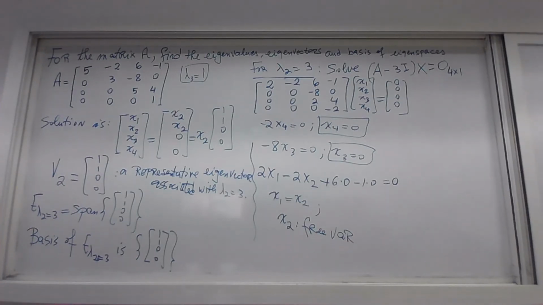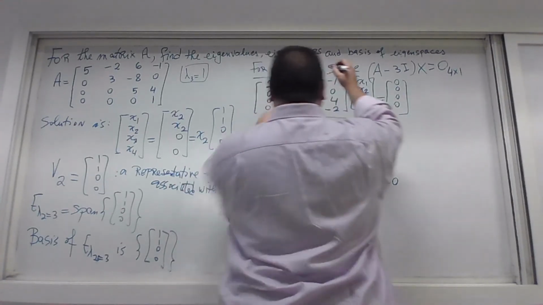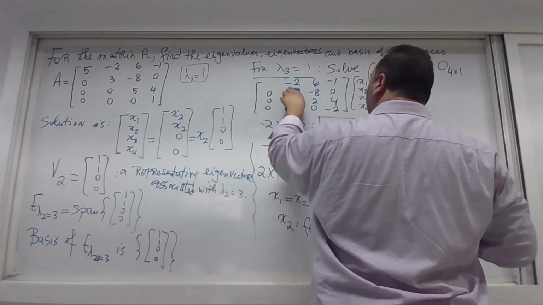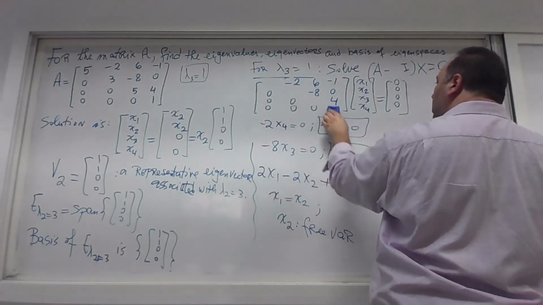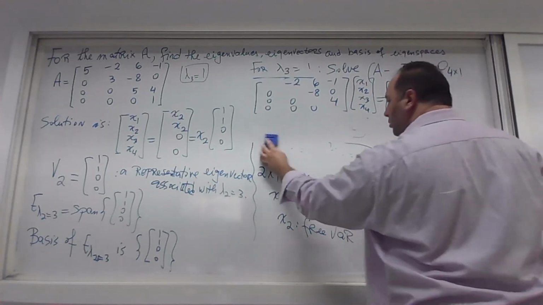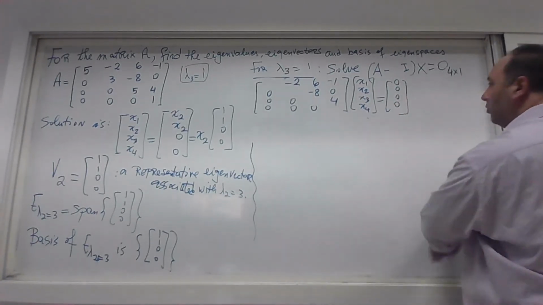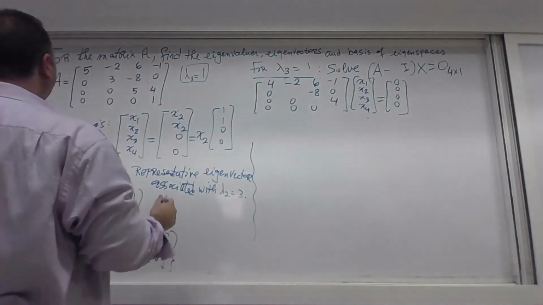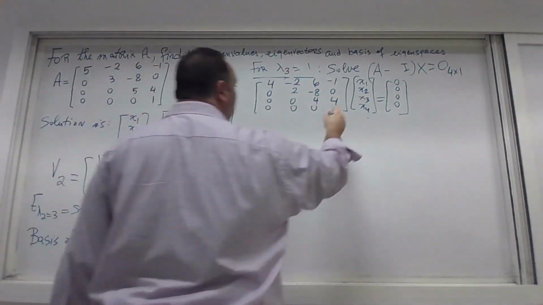Alright, so that's it. Need to compute now the eigenvector associated with eigenvalue 1. Let's go. Boom. So solve this. Only the entries on the diagonal change. Obviously, this is not good anymore. That minus 1. Okay, so this one is 4, 5 minus 1 is 4, 3 minus 1 is 2, 5 minus 1 is 4, and 1 minus 1 is 0.